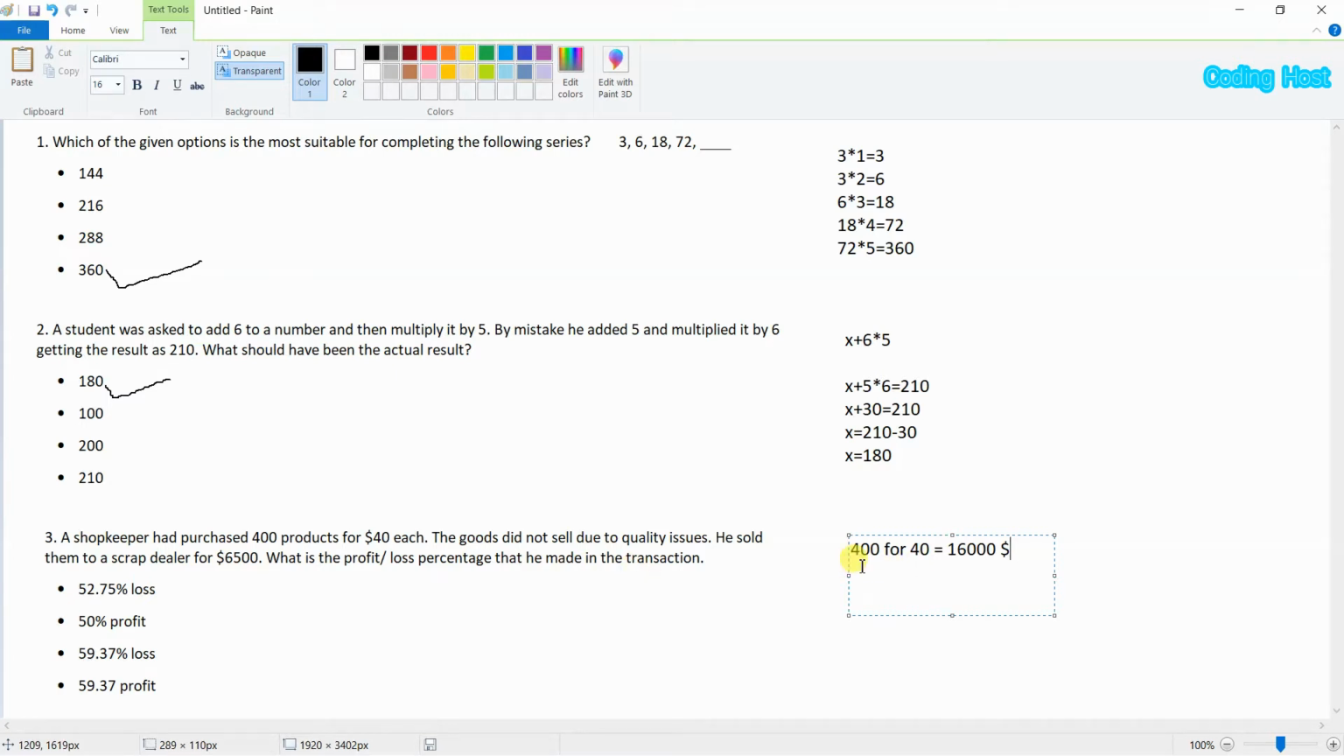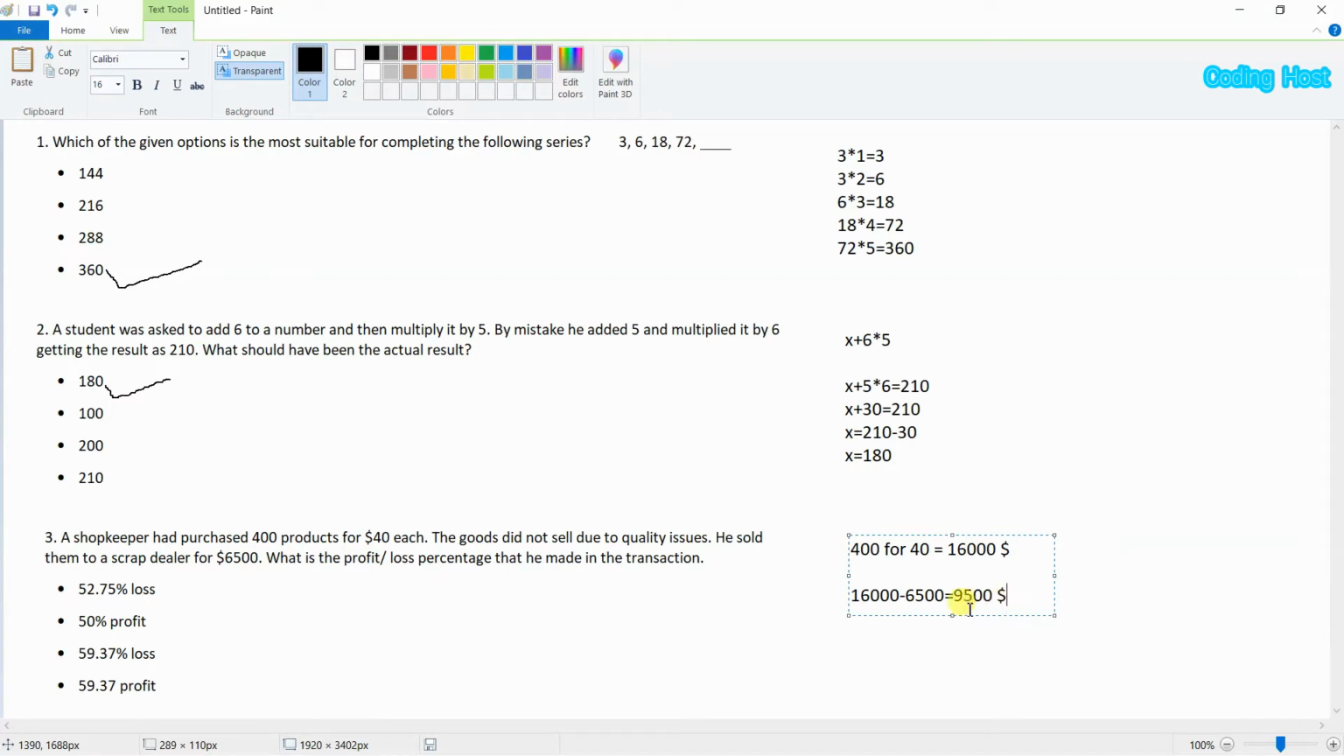So he spent $16,000 on 400 items, but due to some quality issues he was not able to sell them, and then he sold all of them to a scrap dealer for $6,500. It means that he got a loss. How much did he lose? We subtract the selling price from the cost price. Initially the cost price was $16,000. So $16,000 minus 6,500 equals 9,500. So he got a loss of $9,500.